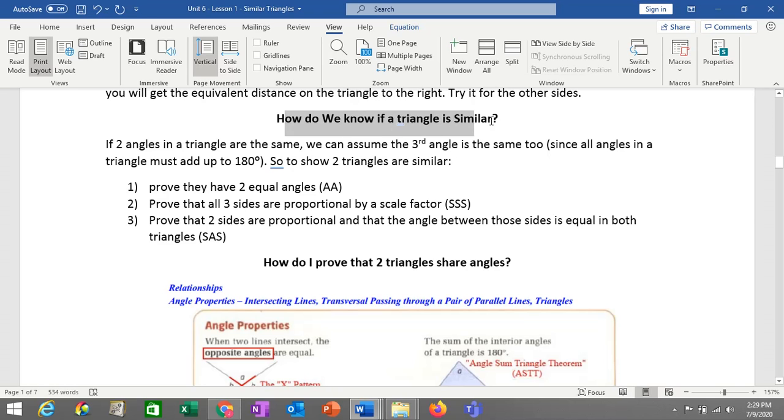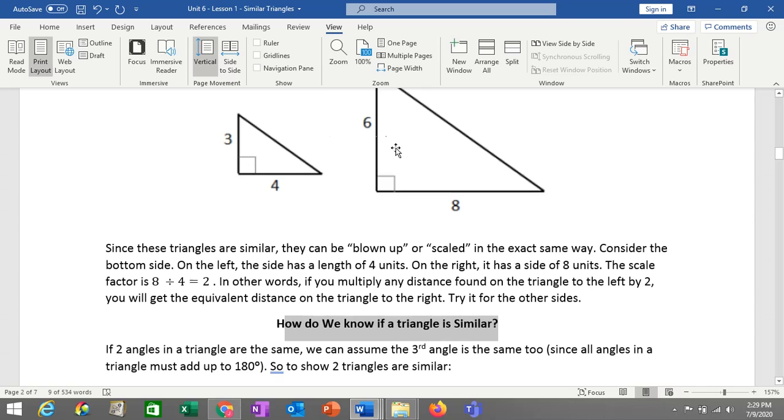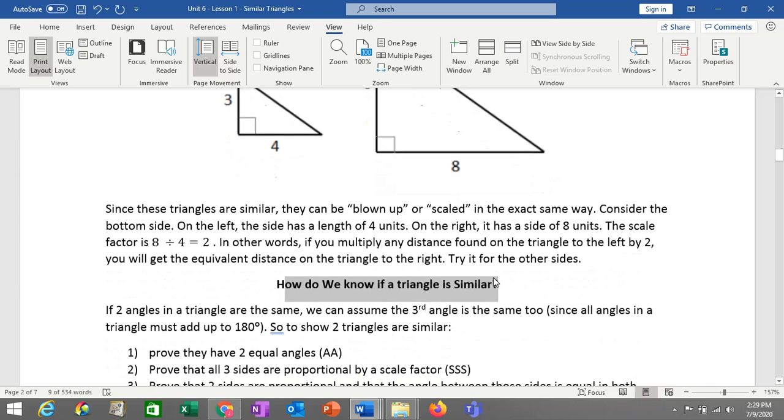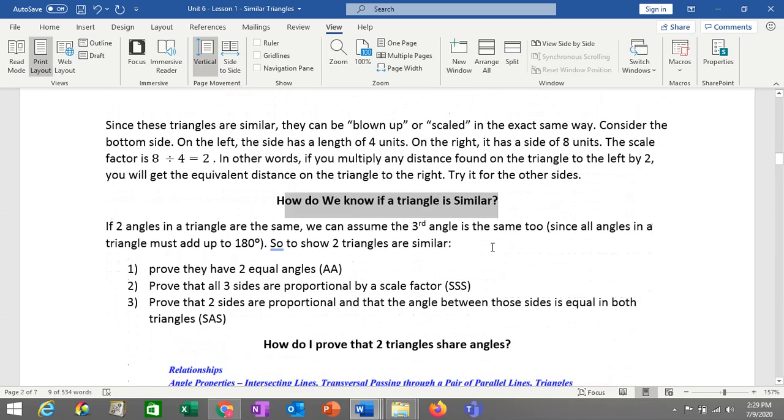Okay, so how do we know then if a triangle is similar? Because we can't do this kind of math unless we know for sure if a triangle is similar or not. So when we talked about the learning goals, we mentioned that there are 3 techniques you can use to prove a triangle is similar. You can prove that 2 of their angles are the same.